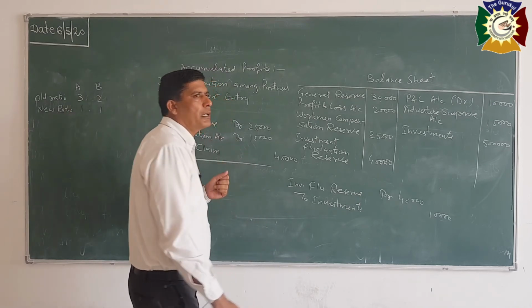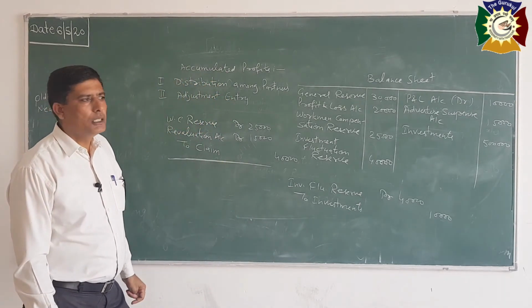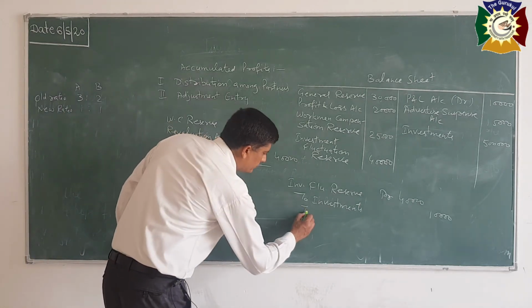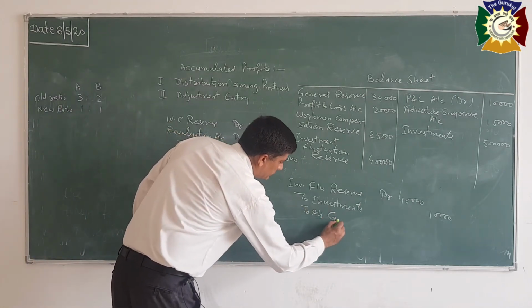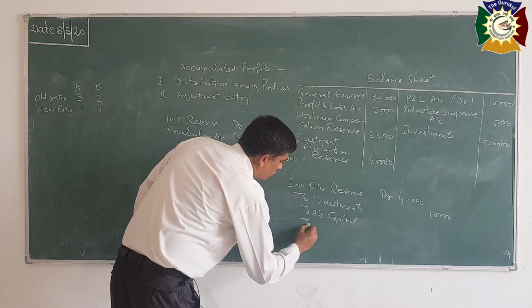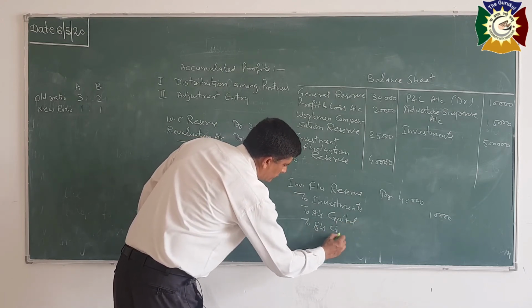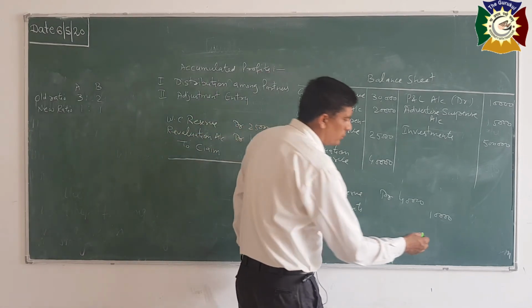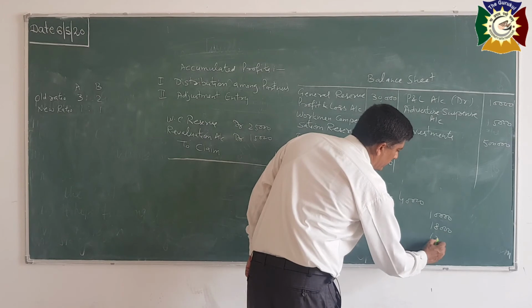We can't say all partners, only the profit sharing ratio is changed. So distribute in all the partners in the old profit sharing ratio. So to A's capital, to B's capital. The remaining 30,000 distribute in the ratio of 3:2, that will be 18,000 and 12,000.